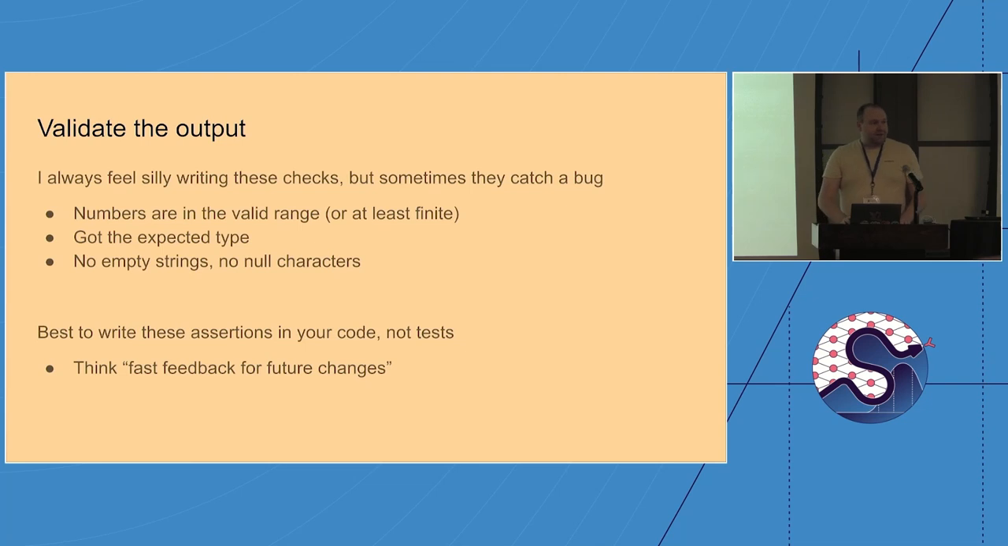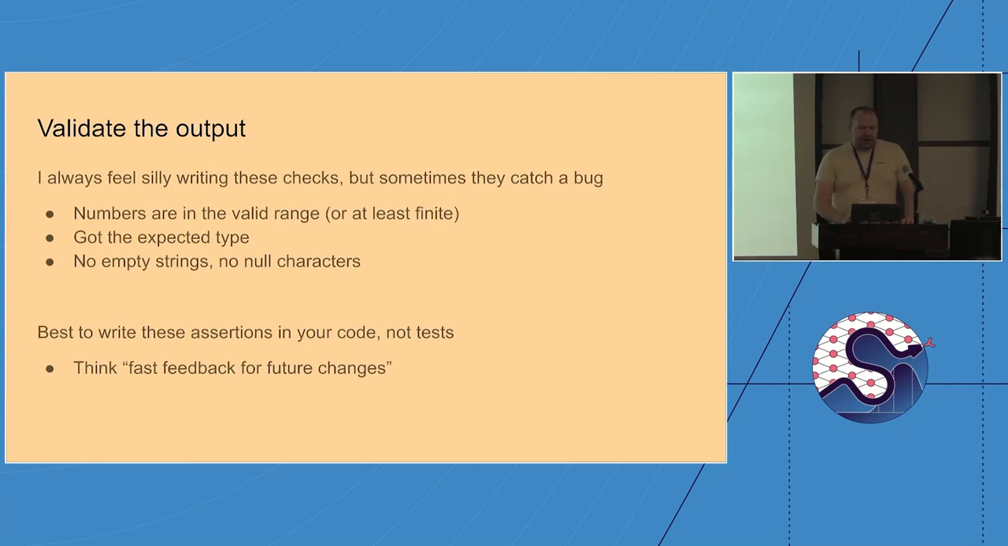All right, another general property, and this one is embarrassingly simple. Just check that the output is reasonable. If you're calculating a probability, it should probably be between 0 and 1. If you're calculating something to do with energy, that should probably be conserved. If you expect a number, check that you got a number. Check that your array has the expected number of dimensions, that it's the right size and shape, it's got the right data type. If you're getting strings, check that they're not empty. Check that they don't have null characters in them.